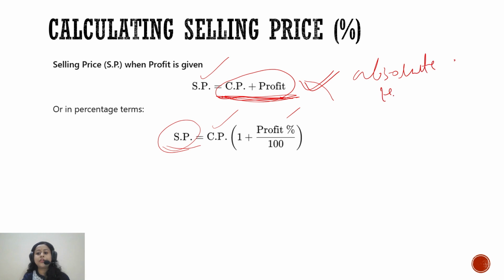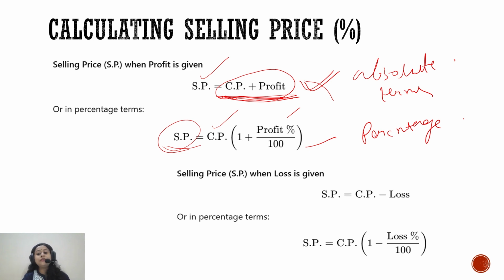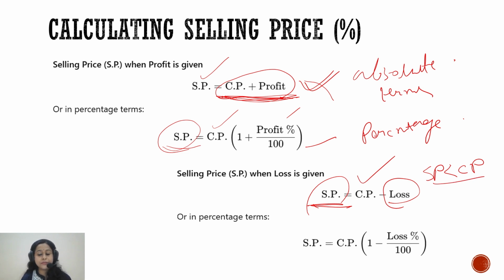The difference between these two formulas is that one is in absolute terms, and the other is in percentage terms, where the profit is given in percentage. This is the basic difference between these two. Same for loss also. If there is loss after selling the product and you don't know the selling price, but cost price is given, then cost price minus loss will give you the selling price. In this case, selling price will be less than cost price, which I already mentioned in the previous slide, that when there is loss, selling price will be less than cost price.